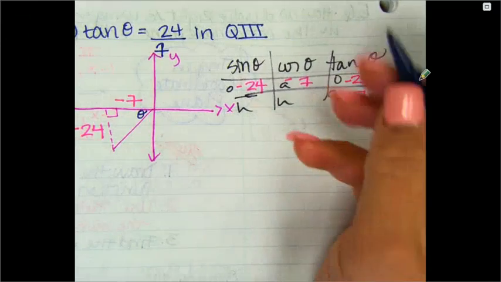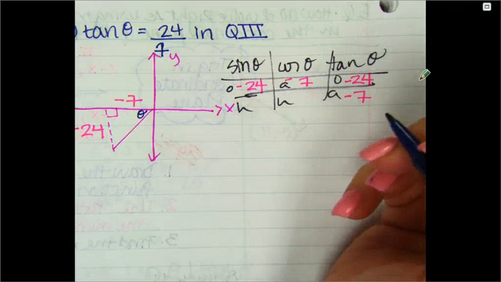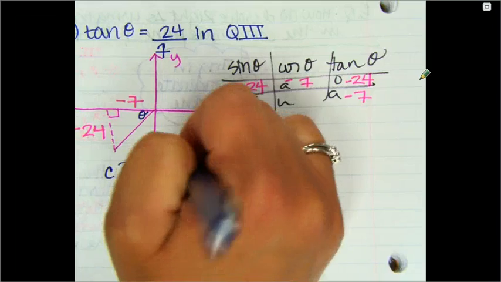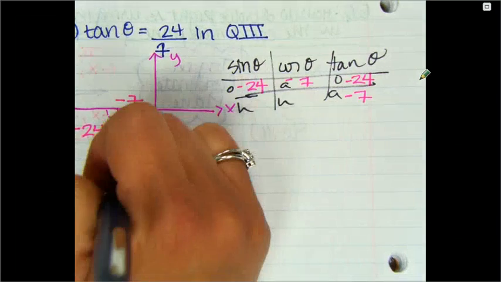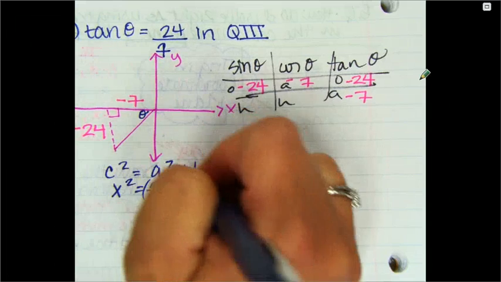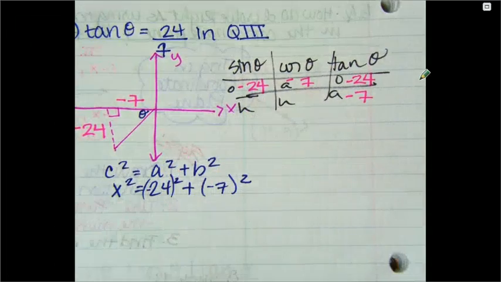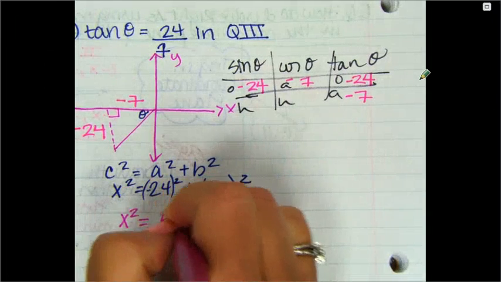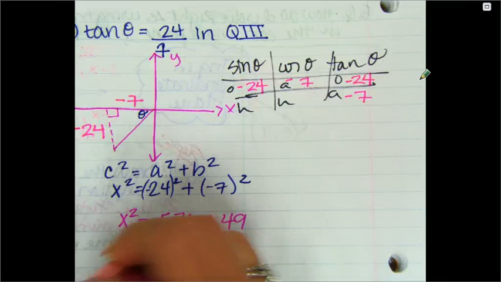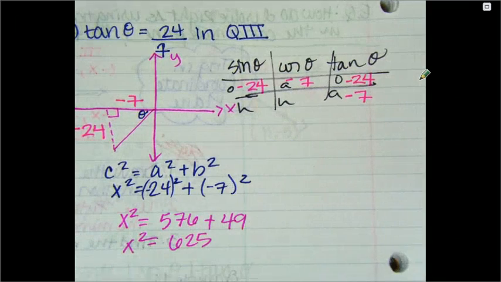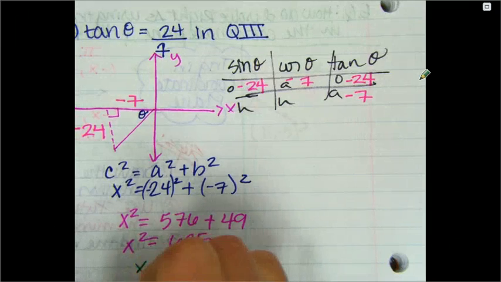All right, so then we have to do what? Find the hypotenuse. So x squared equals negative 24 squared, doesn't really matter, plus negative 7 squared. What's 24 squared? 576 plus 49. So you get x squared equals 625, and that's a perfect square. You shouldn't need a calculator, so x is what? 25.